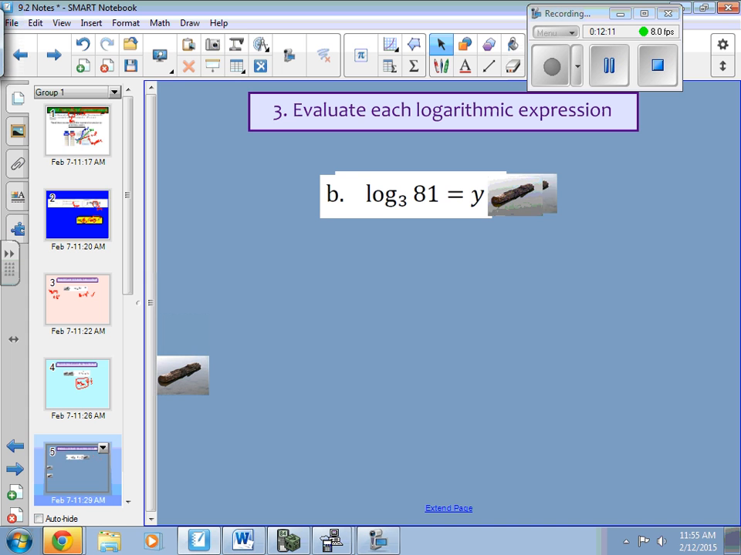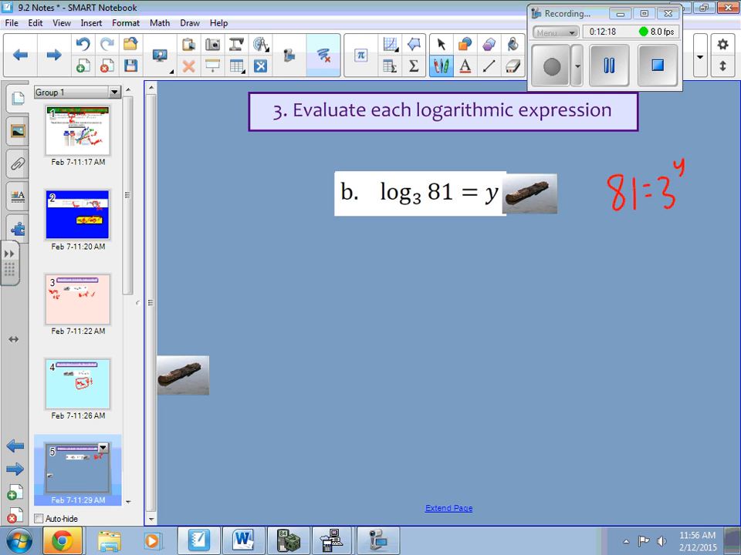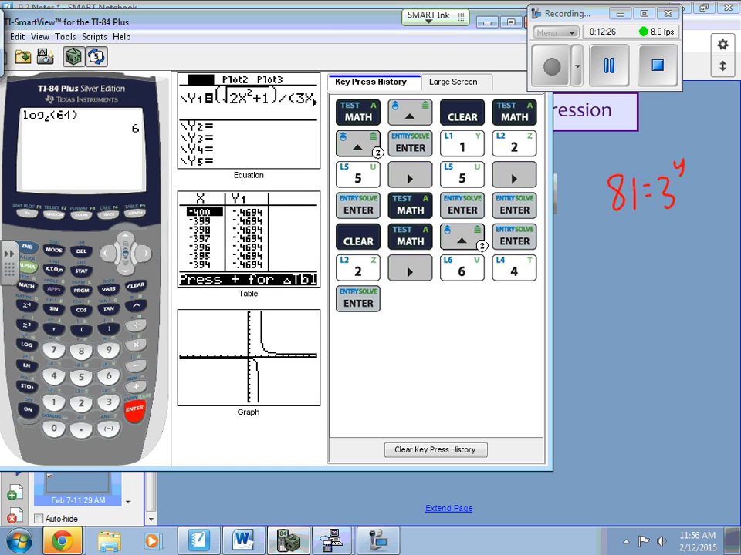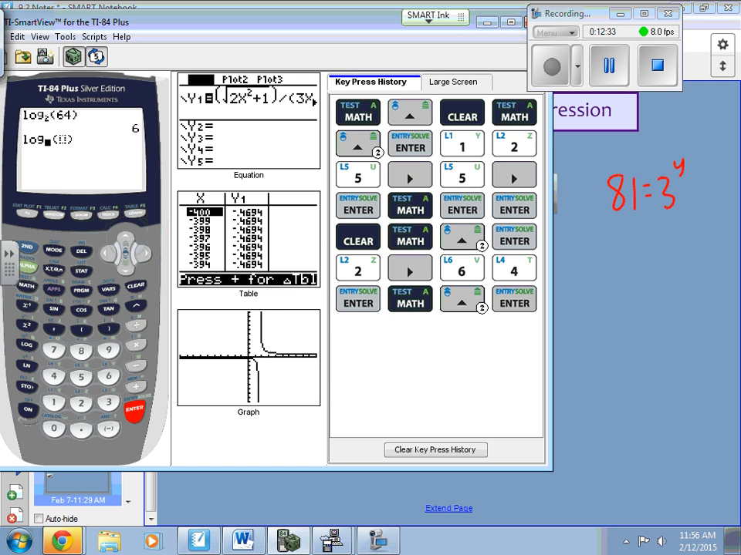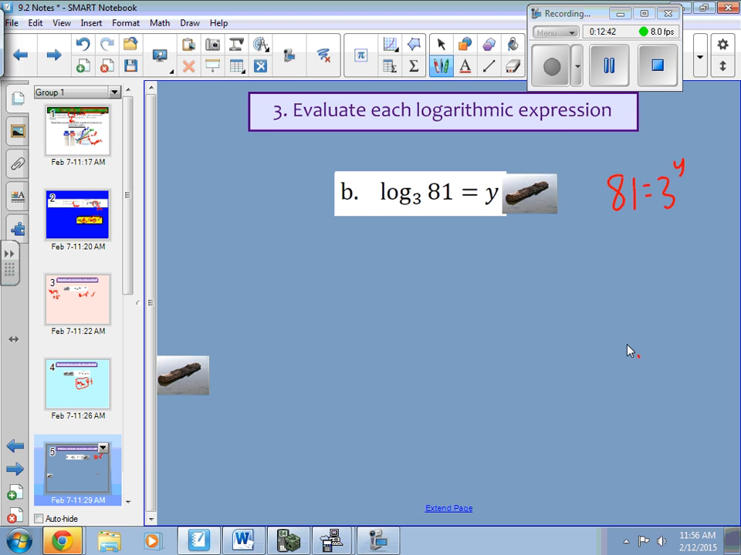So the next one, they want us to find out what is log base 3 of 81, or another way of saying that is 81 equals 3 to what power? Well, we can type this in and figure it out. On the calculator, we can type this in, and we get log base 3 of 81. Looks like the answer is 4. 3 to the 4th power equals 81. So in this case, y equals 4.